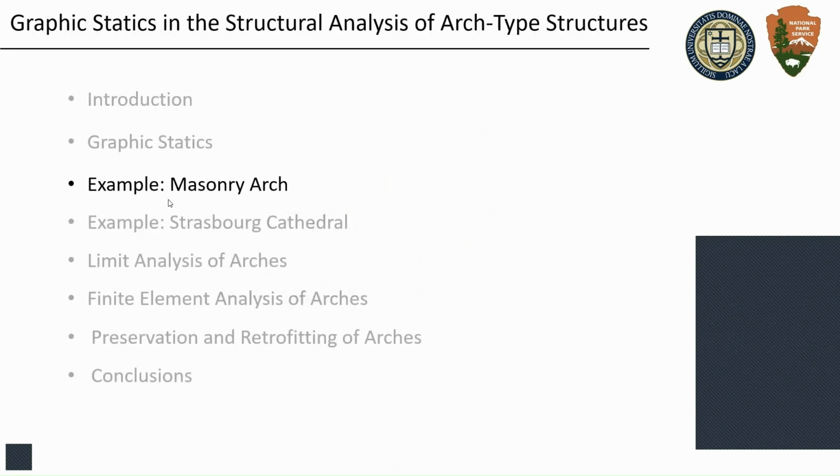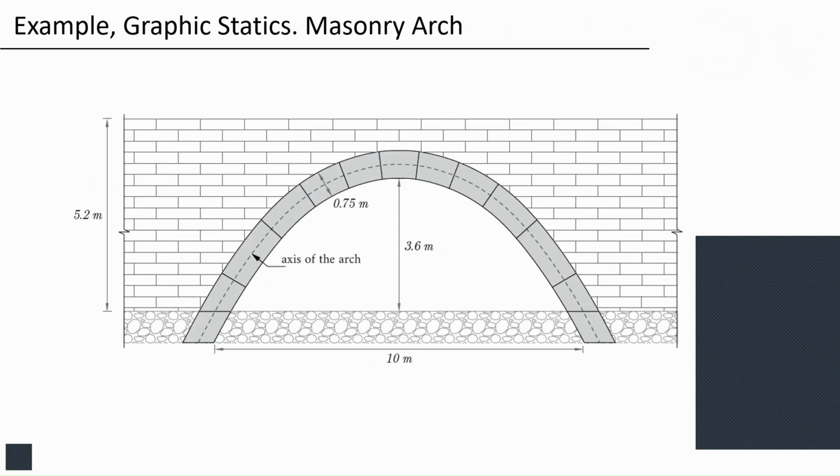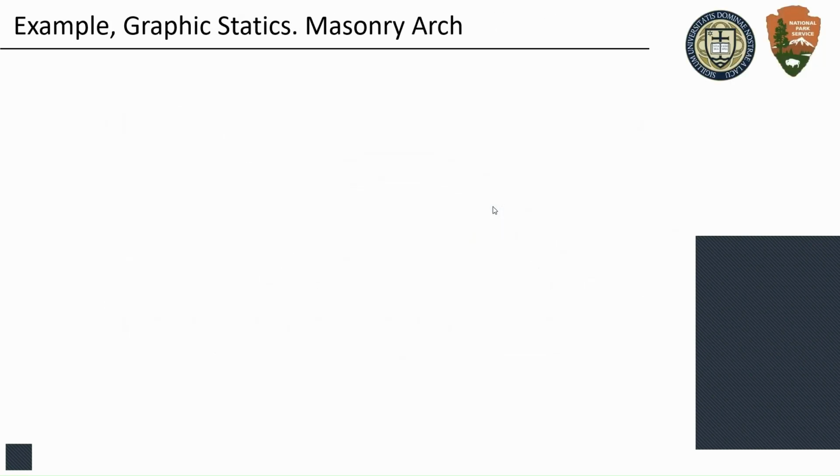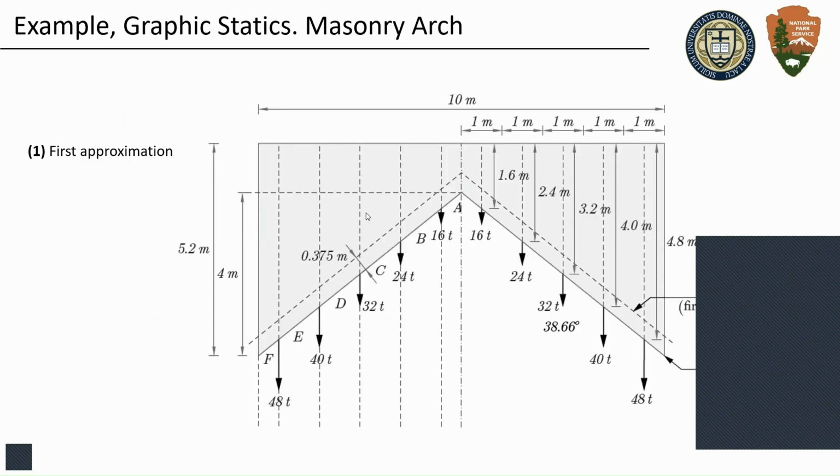So let me give you an example of a masonry arch. We're going to design a relatively simple arch. Let's say that this is the arch that we want to define. This is a masonry arch, and this is the axis of the arch. I'm going to start off with a first approximation to the geometry. This is a lot of information here, but what I want you to keep in mind is that my first approximation is this triangle. It's not really complicated. It's very simple. This is my first approximation.